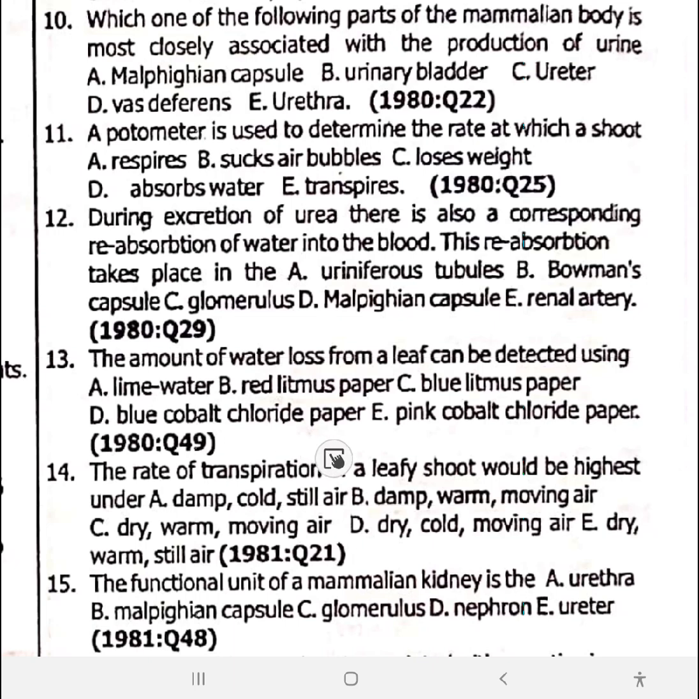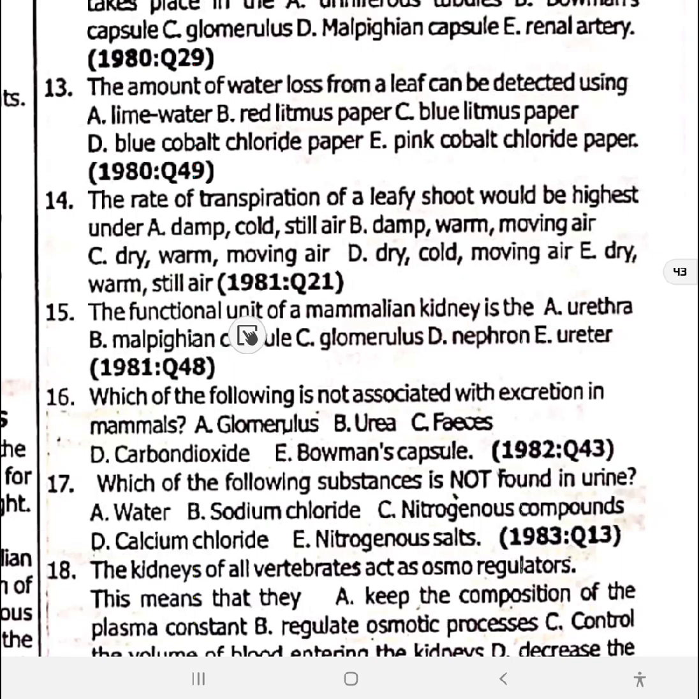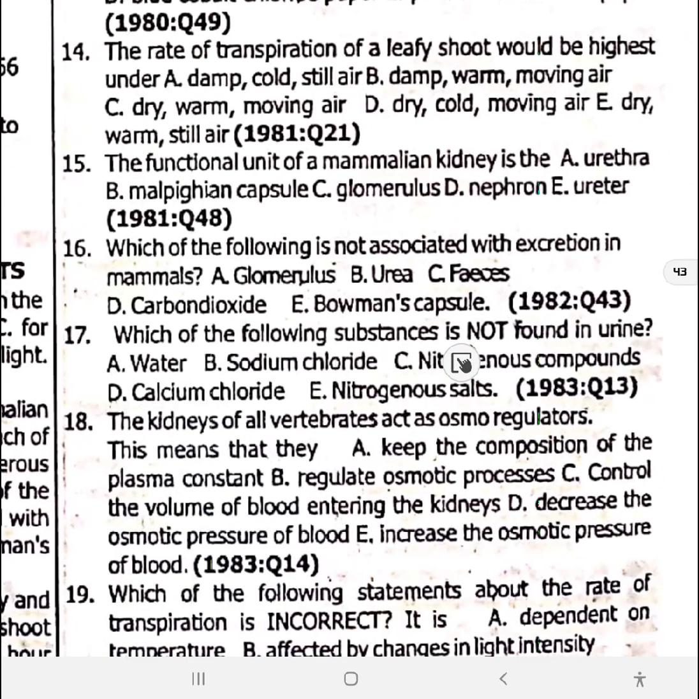Option D. Right. To test for water, blue cobalt chloride paper changes, or turns, from blue to pink. And this shows a positive test for water, or shows that there's water. Full stop. 14. The rate of transpiration of a leafy shoot would be highest under dry, warm, moving air. 14 is C. 15. The functional unit of the mammalian kidney is nephrons.